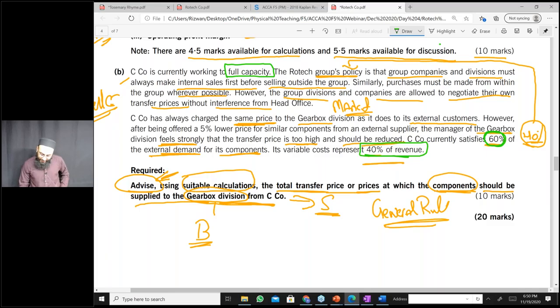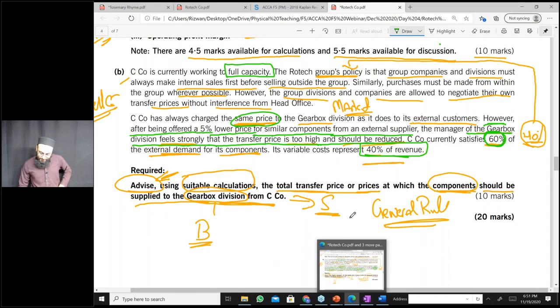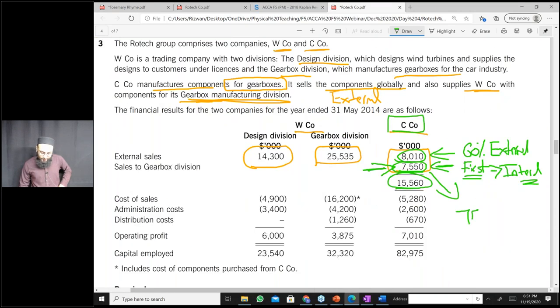Now, however, after being offered a 5% lower price for similar components from an external supplier, the manager of the gearbox division feels strongly that the transfer price is too high and should be reduced. Got it? The company charges the same price to the gearbox, right? That was 7550. Some other company has offered 5% less than this. So if I reduce 5%, what is 95% of this figure?